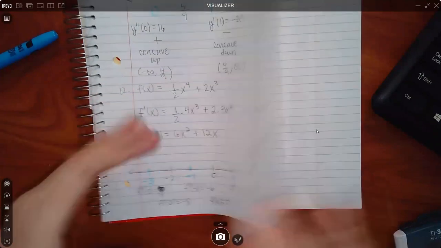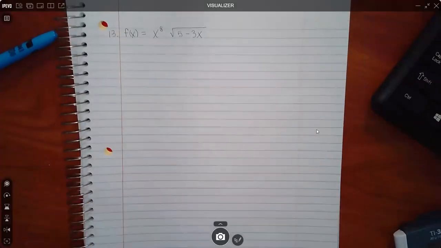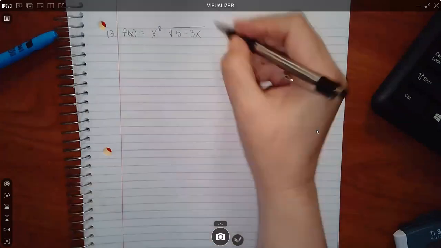Okay, so number 13 is this. Be careful. I tried to write it better on paper than it was in the computer, but that 8 is an exponent of x. The 8 is not an index of the radical. So it's x to the 8 times this regular square root. Okay, and it wants us to just find the derivative. But first, I need to rewrite this, right?